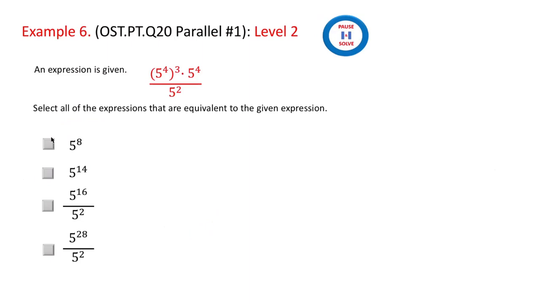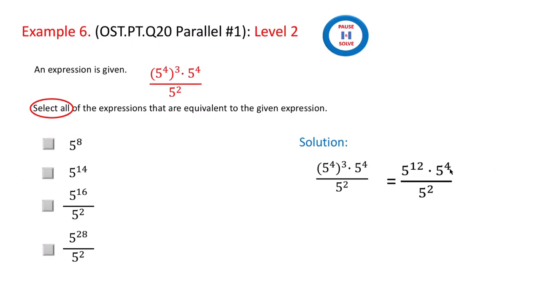Example 6, another level 2 question, the same thing. Select all of the expressions that are equivalent to the given expression. So we start with this again, the same technique. 4 times 3 is 12. This one, I don't see it here yet. So now 12 plus 4 is 16.